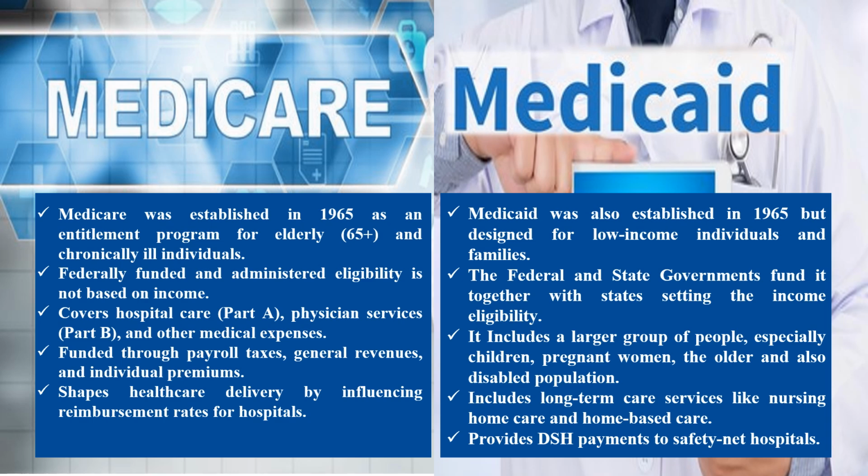So in terms of cost, Medicare beneficiaries pay premiums, deductibles, and copays, and Medicaid beneficiaries usually pay little to nothing, with cost sharing varying by state. So funding, again, Medicare is federally funded through payroll taxes and premiums, and Medicaid is jointly funded by federal and state government. Some individuals qualify for both Medicare and Medicaid.